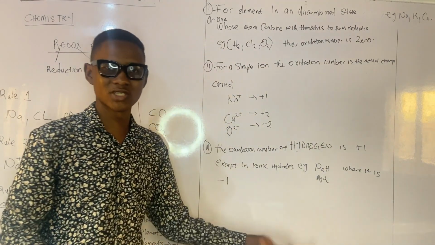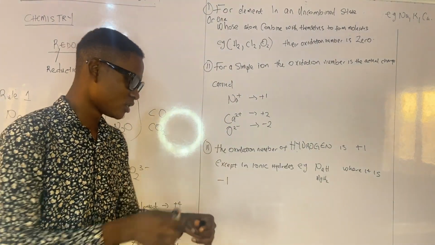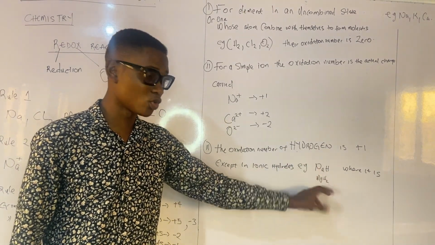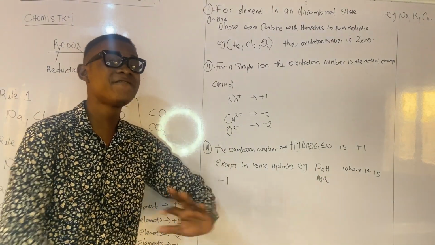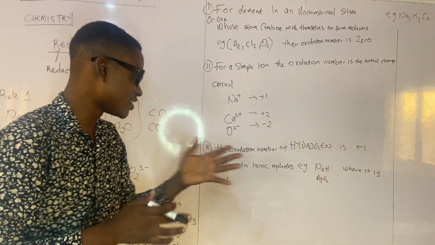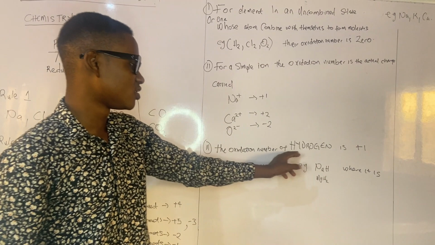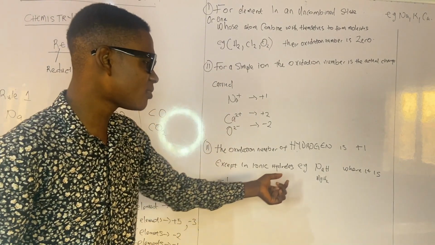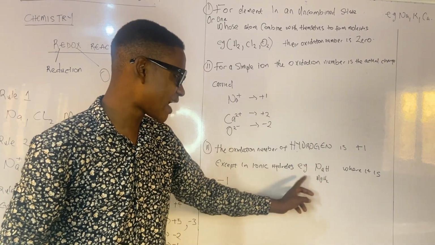Yeah, that's a metal with hydrogen. So in this compound, the oxidation number of hydrogen is what? Minus 1. But in every other compound, we see hydrogen present in, so far it is not an ionic hydride, the oxidation number is plus 1. Now, the oxidation number of hydrogen here in this ionic hydride is what?